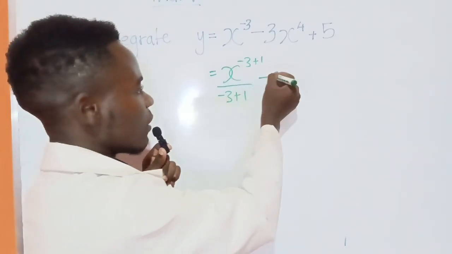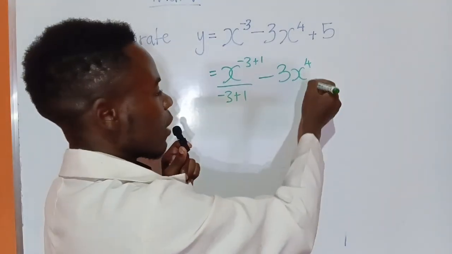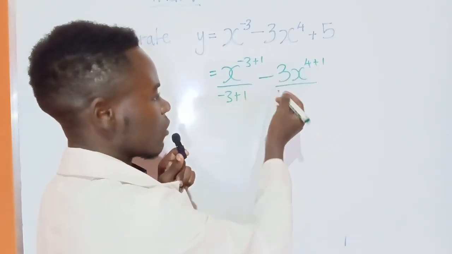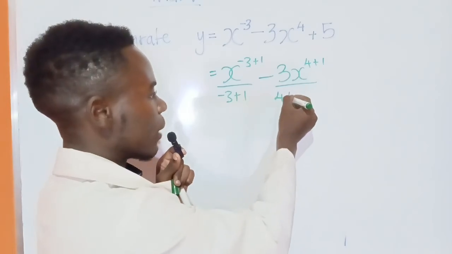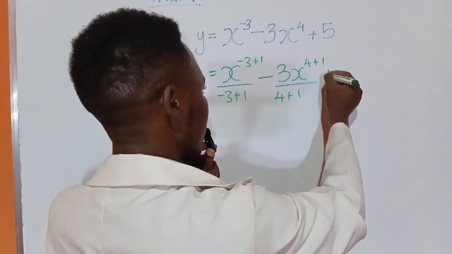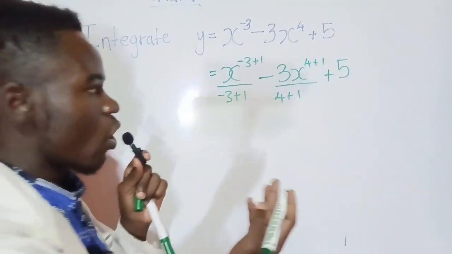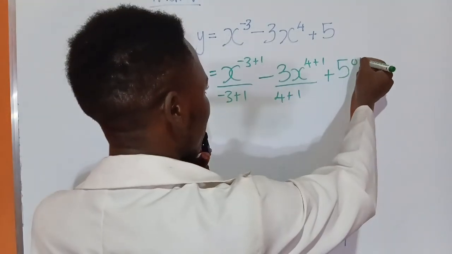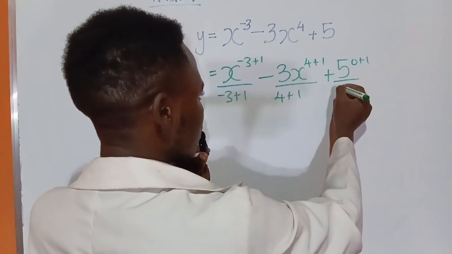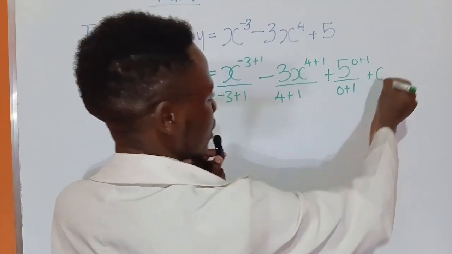And now we are going to have negative 3x to the power 4 plus 1. Then the same 4 plus 1, we add on the denominator as 4 plus 1. And now our next term is 5. Remember this 5 does not have any variable x, so we write x to the power 0 plus 1, divided by 0 plus 1. Then we add plus c, which is the constant.